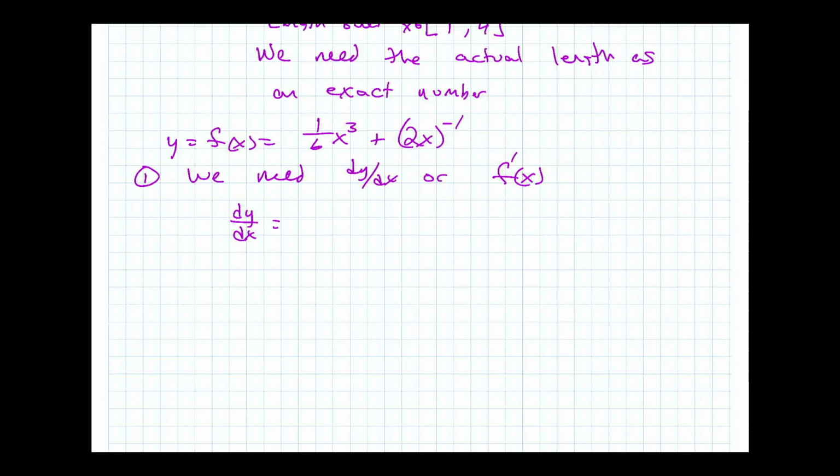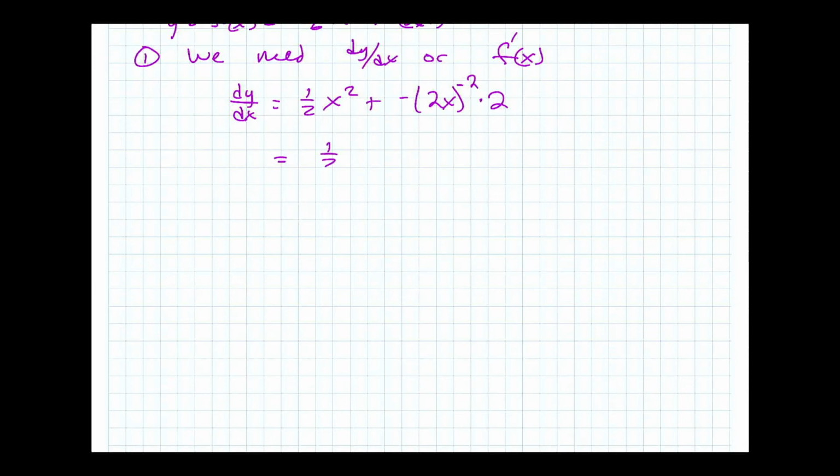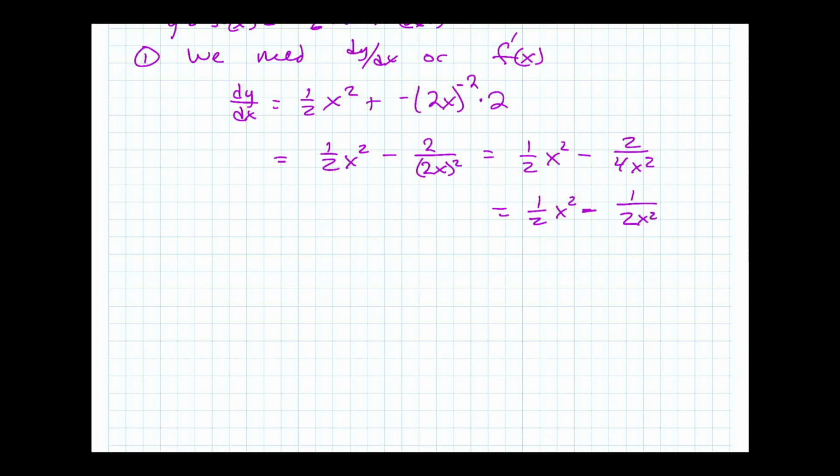Now the derivative's not hard. You need to remember derivatives. So bring the 3 down in front. So 3 over 6 is a half. Subtract 1 from the power. So we get 1/2 x squared. Here we need the derivative of (2x) to the -1. That is going to be chain rule. Bring the -1 down in front. So -(2x) to the -2. And then you have to multiply by the derivative of what's inside, which is 2, for the chain rule. So what we have is 1/2 x squared plus, this is actually a minus because of that minus there, minus 2 over (2x) quantity squared, which is 2 over 4x squared, which is 1 over 2x squared. Okay, so this is what we get there.